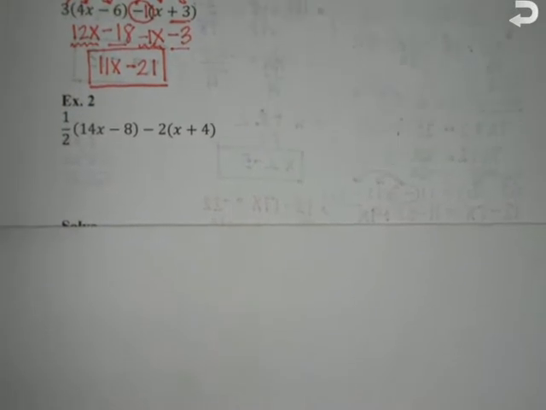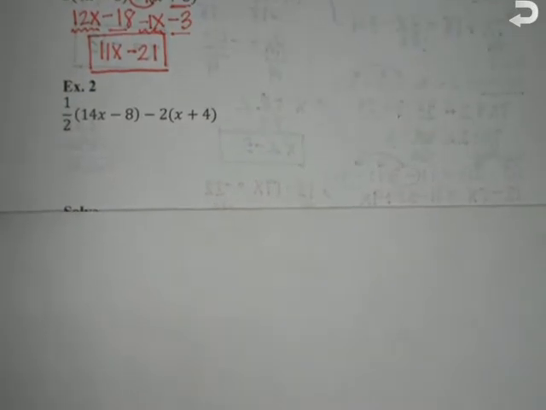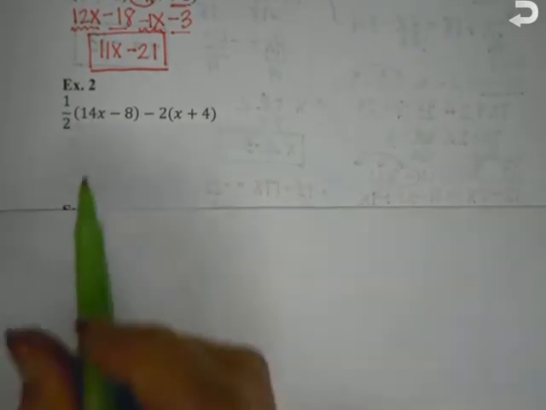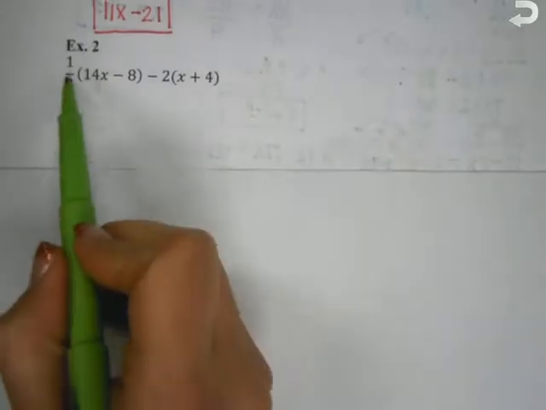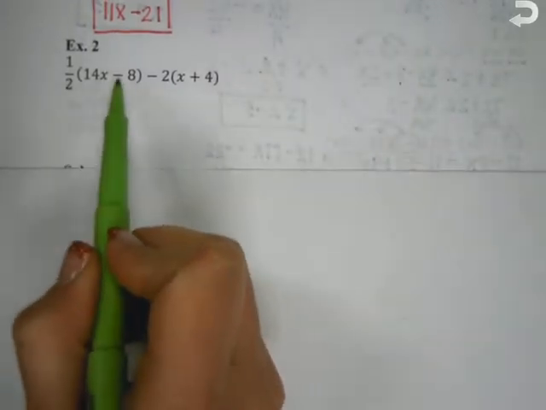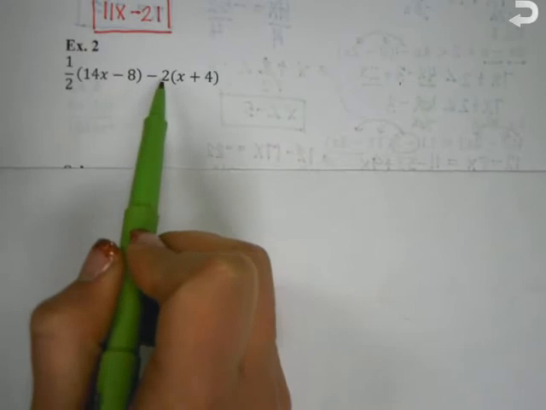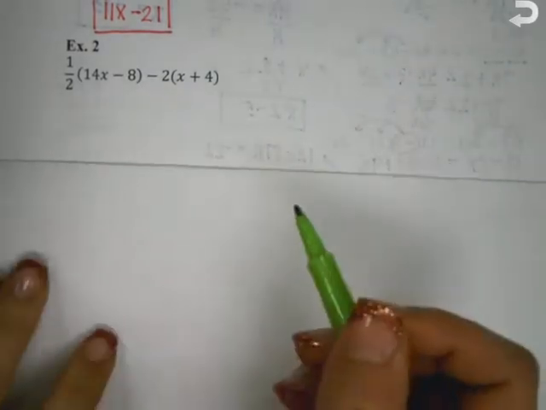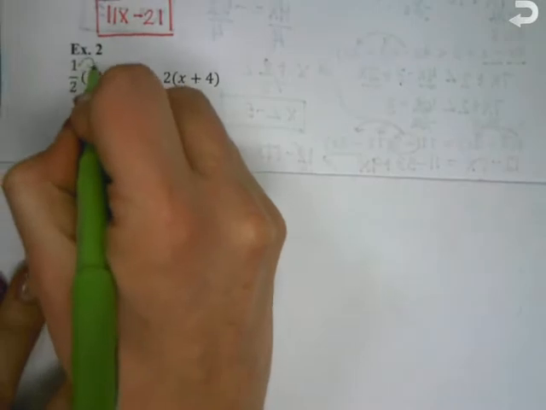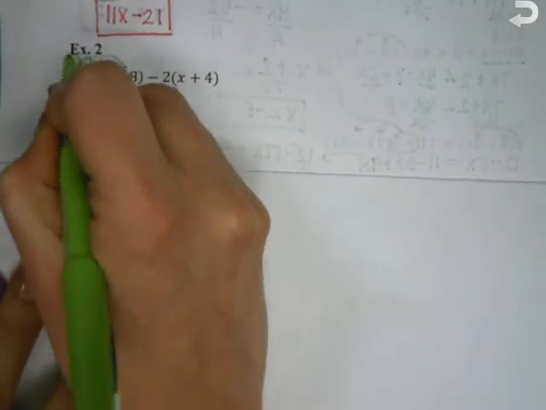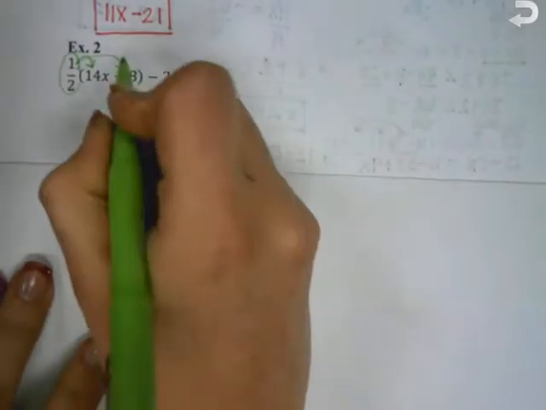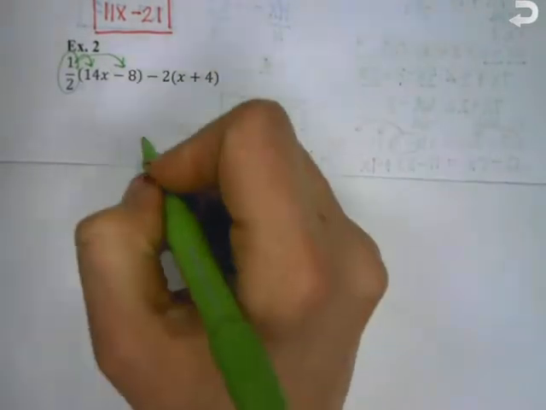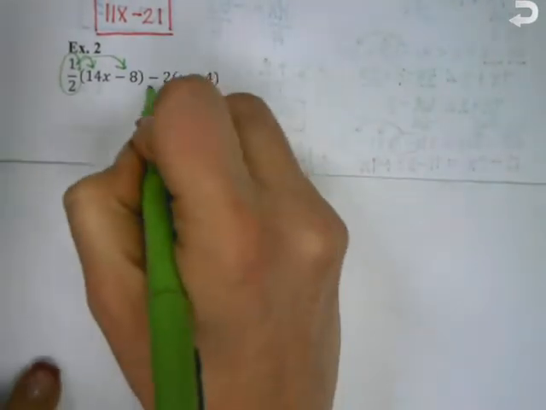Okay, example 2. 1/2 times 14x minus 8 minus 2 times x minus 4. What property do I want to do? Distribute. So we're going to distribute the 1/2 into the parentheses. And we're going to distribute what? The -2. Do not forget to take the negative sign with you.